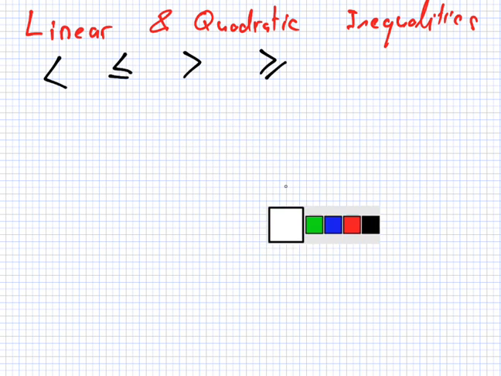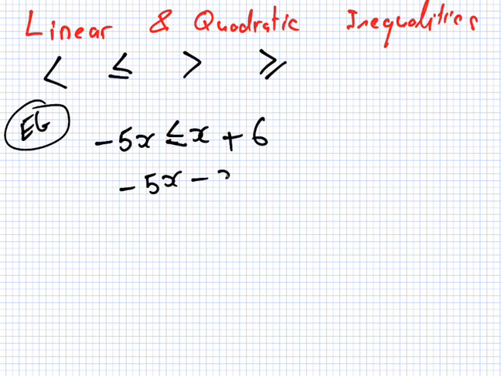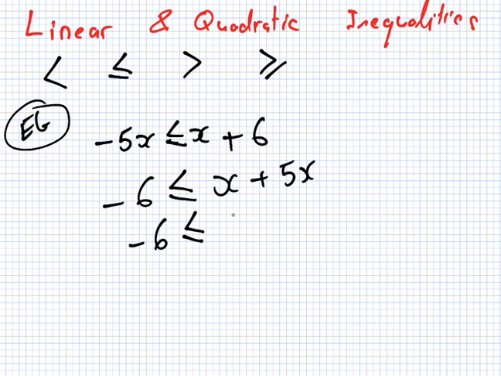Okay. So let's have a look at some examples. So these problems seem really similar to what we've done already. So if I had something like this, and I want to solve it, I would say minus 5x minus x. Well, I'll take it the other way around. I'll say minus 6, and then this. So what I did was I took the 6 to the left and the minus 5x to the right. So you got minus 6 is smaller than 6x. So then x is bigger than or equal to minus 1.